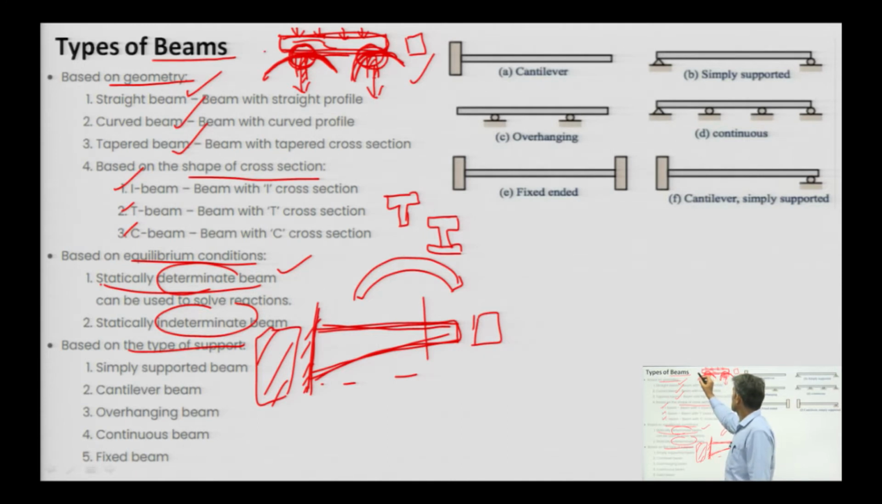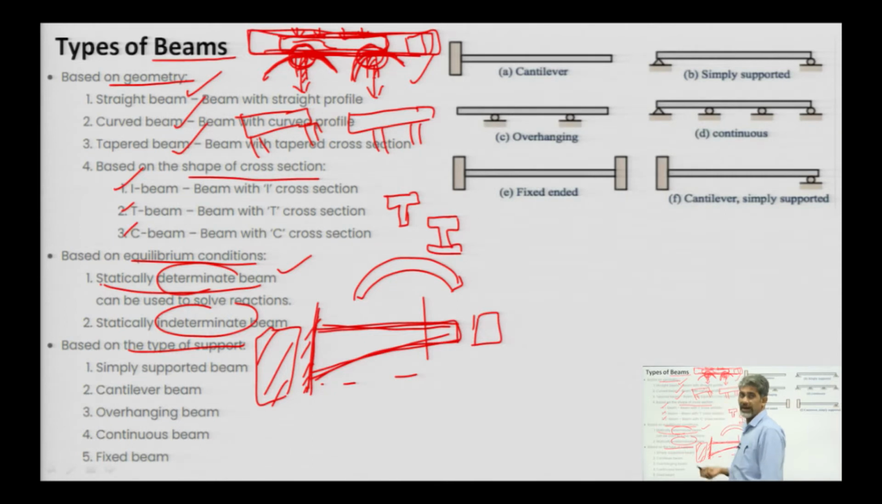A simply supported beam may have an overhang, overhanging may be there like this, okay. This one is simply supported, with overhang on one side or two sides, it can be possible, okay. Cantilever beam, this one case: if one end is fixed and the other is free, then it is a cantilever.